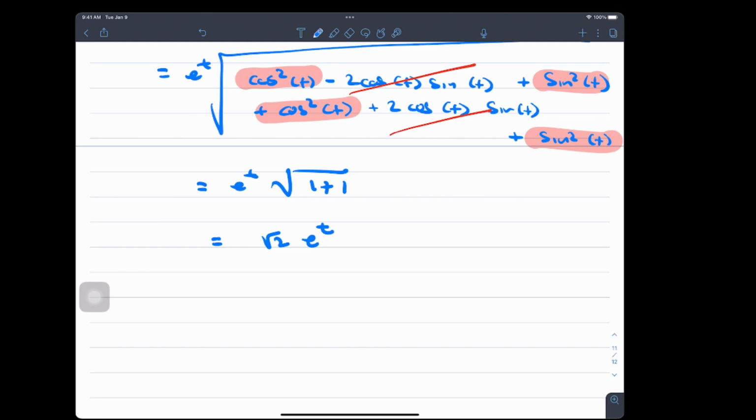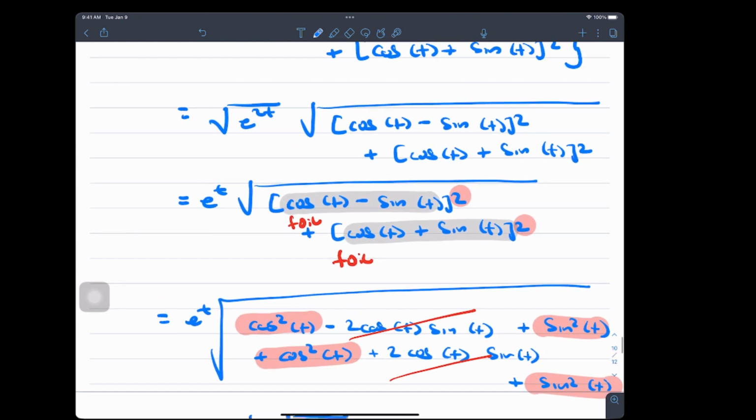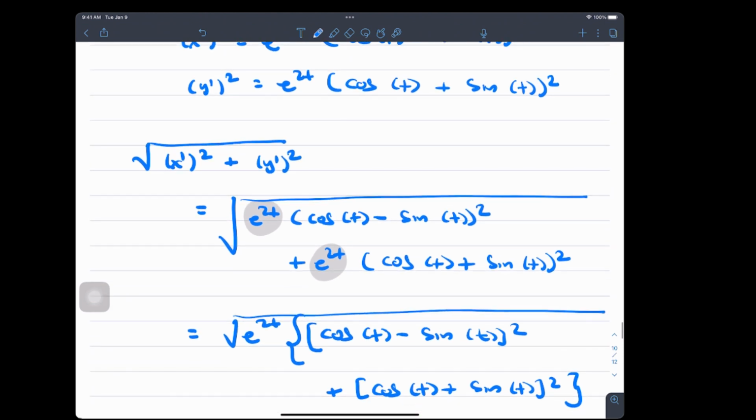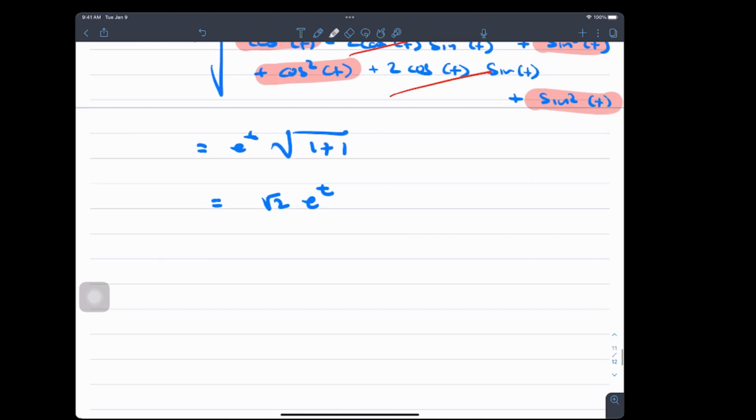That is what you have to integrate, okay? That is what's under here, this radical here. We just computed this whole thing. And so your arc length here is that integral from 0 to pi of the square root of 2 e to the t dt.